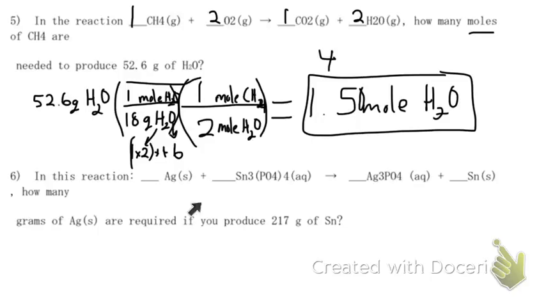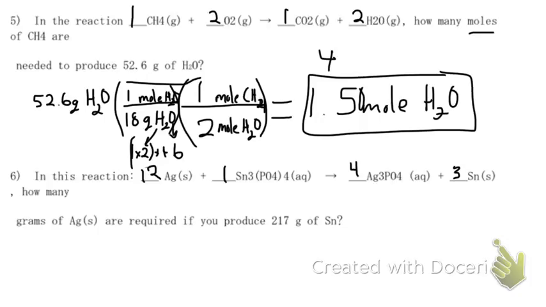We've got 1 silver here, 3 silvers there. So initially it looks like we're going to need 3 silvers. I have 3 tins here, only 1 tin here, so it looks like I'm going to need a 3 out front. I have 4 phosphates here, only 1 phosphate here, so I'm going to need a 4 out front to balance that, but that screws up my silvers. Now I have 4 times 3 silvers, which is 12, so this is no longer 3. I have to just change it to 12. 12 silvers, this should stay 1, so 12, 1, 4, 3 looks balanced to me.